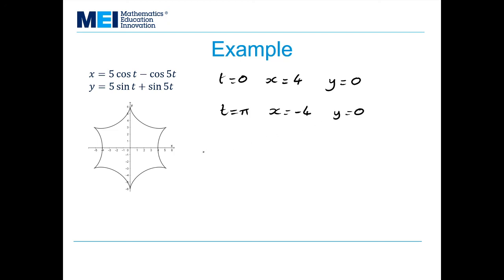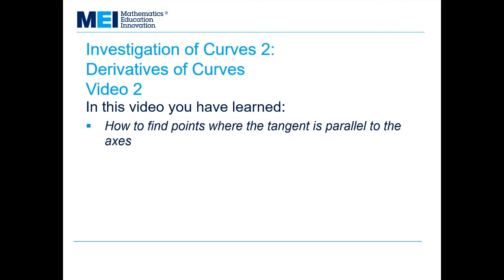So I've got that the tangent is parallel to the y-axis at the points 4, 0 and minus 4, 0, which if you look on our graph here, you can see that at 4, 0 the curve's going vertical just there, and at minus 4, 0 the curve's going vertical again. In this video, you've learned how to find points where the tangent is parallel to the axes.